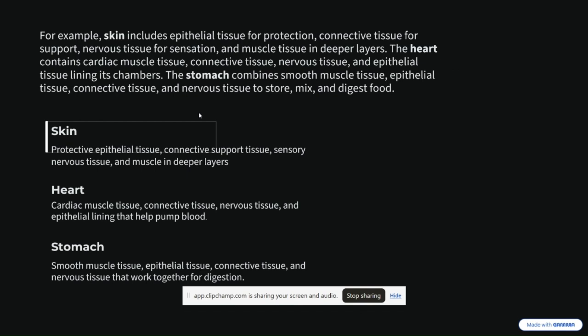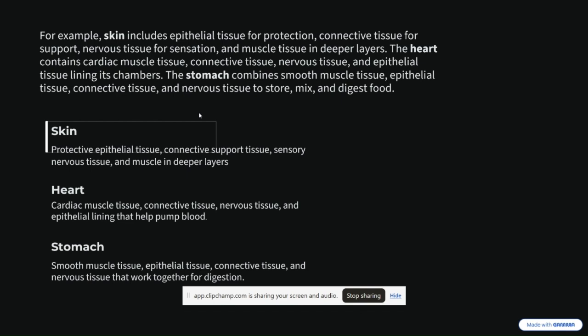The heart contains cardiac muscle tissue, connective tissue, nervous tissue, and epithelial tissue lining its chambers. All tissues are present in one organ, but they are doing different work. Similarly, the stomach combines smooth muscle tissue, epithelial tissue, connective tissue, and nervous tissue to store, mix, and digest food. Here also, the stomach is composed of various types of tissues, but all tissues are doing different work.